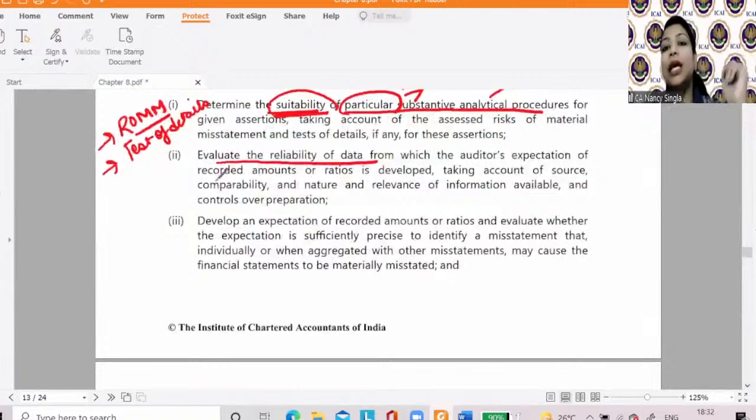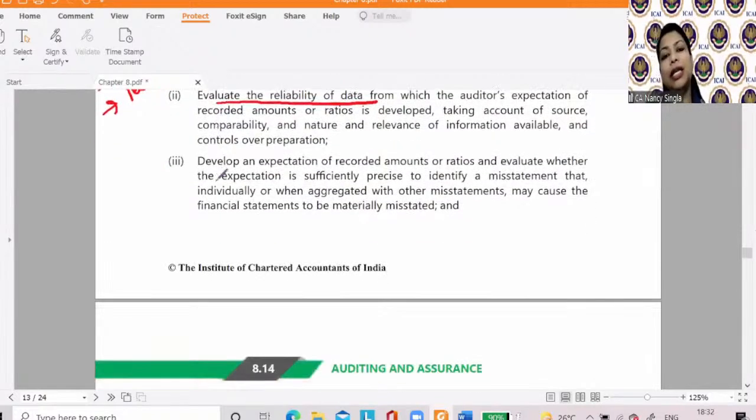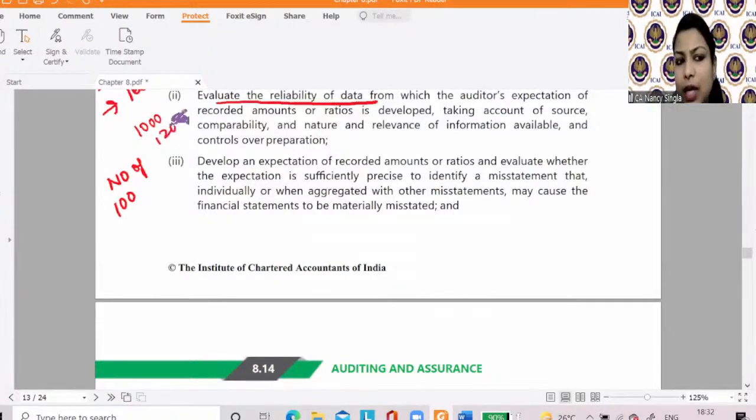ठीक है. Now if you remember, I gave you an example कि अगर number of employees is let's say 100, and the auditor is being told कि the employees are paid salary between 1000 to 1200, so he'll calculate an expectation कि अगर इतना आता है salary तो it is fine. So he will see whether an expectation of the recorded amounts can be developed or not in the third step.